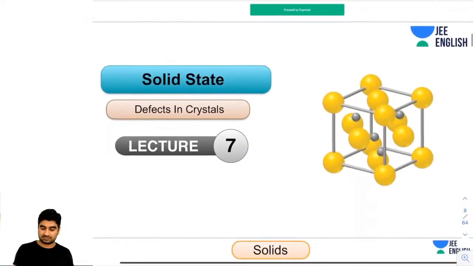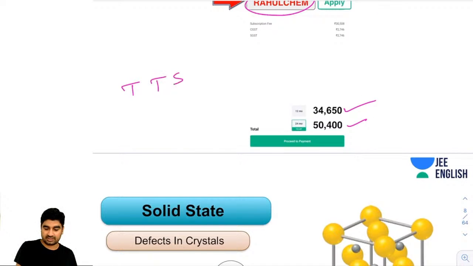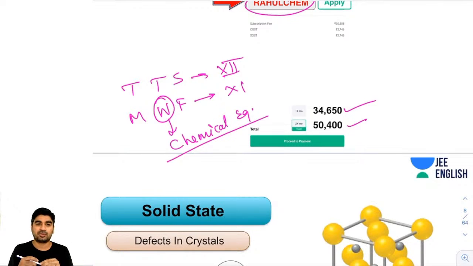So now there are some questions. First, I will take those questions, and then I will start defects in the crystal. So Vidya Valasri, hi Vidya, where are you from? When will you start ionic equilibrium? Yes, Vidya, tomorrow onward I am starting chemical equilibrium in 11th class. Tomorrow is Tuesday, so TTS, Tuesday, Thursday, Saturday, class is for 12th, and then we have MWF, and this class is for 11th. So tomorrow is Wednesday, so I'm starting chemical equilibrium, and after chemical equilibrium we can take ionic equilibrium, right?